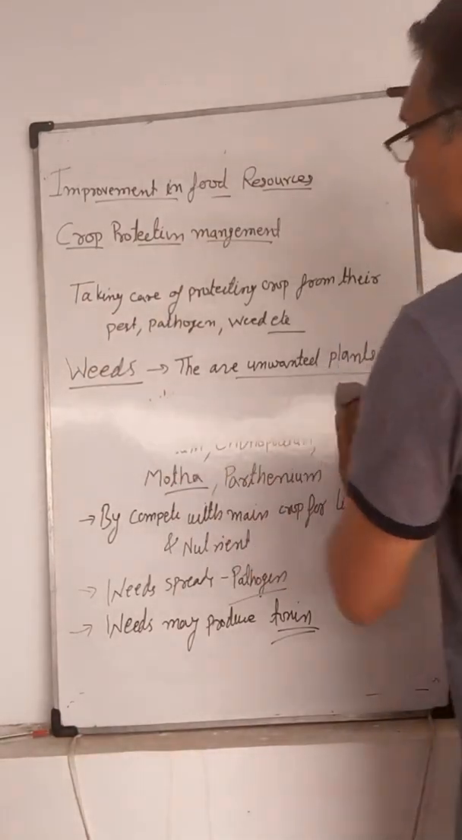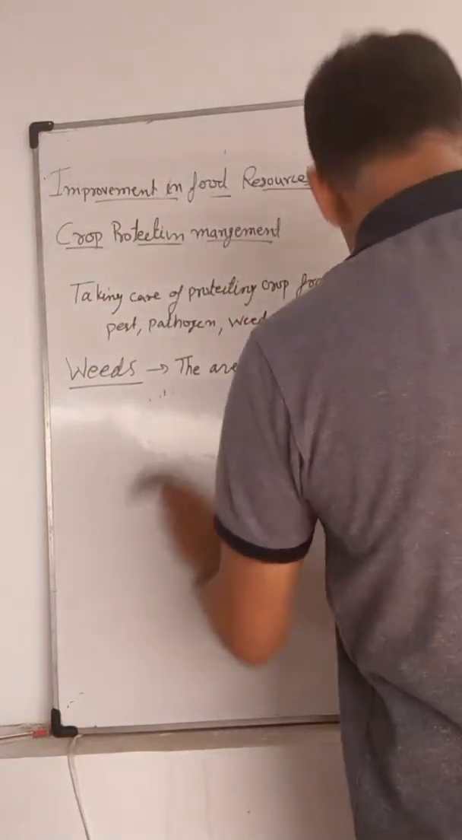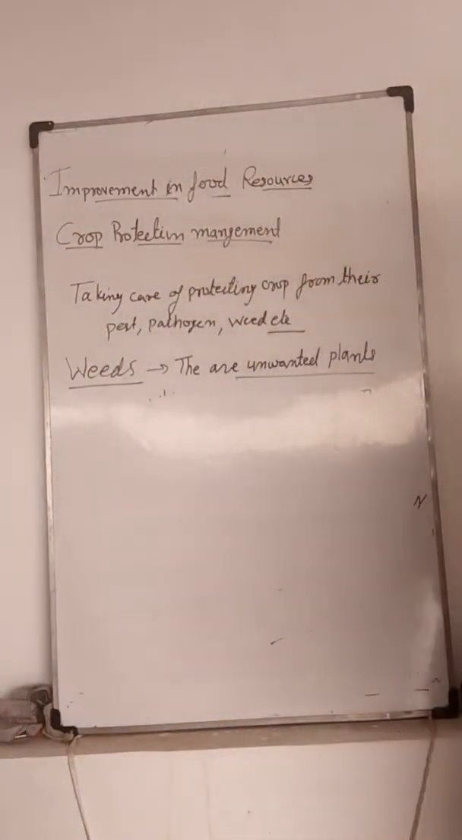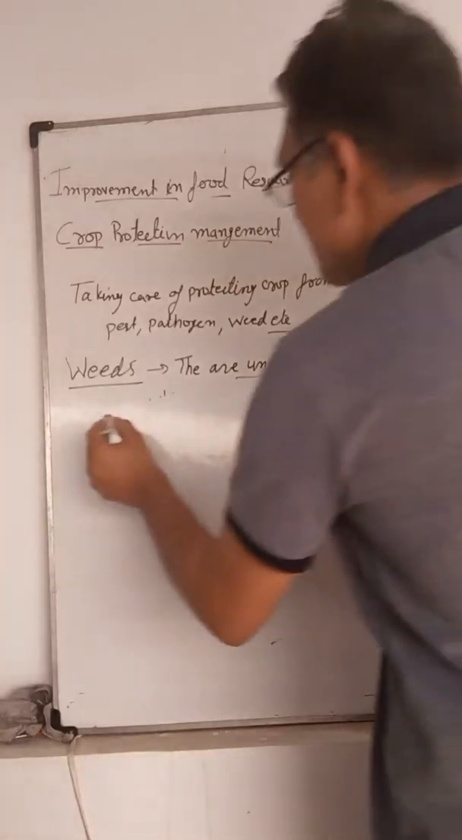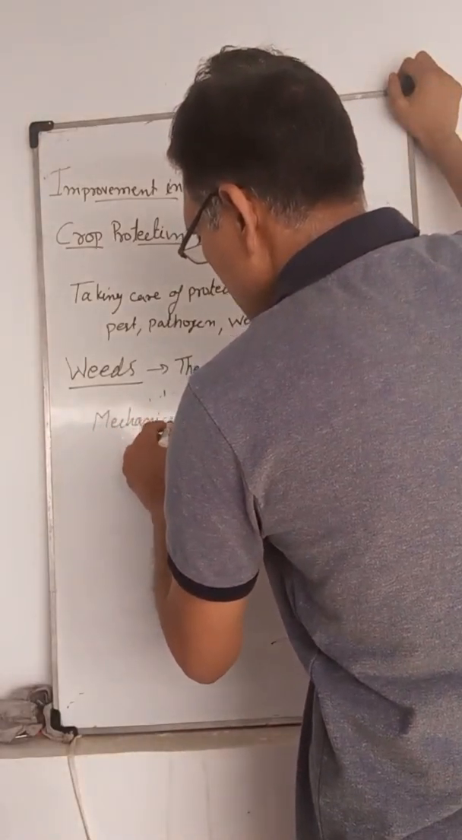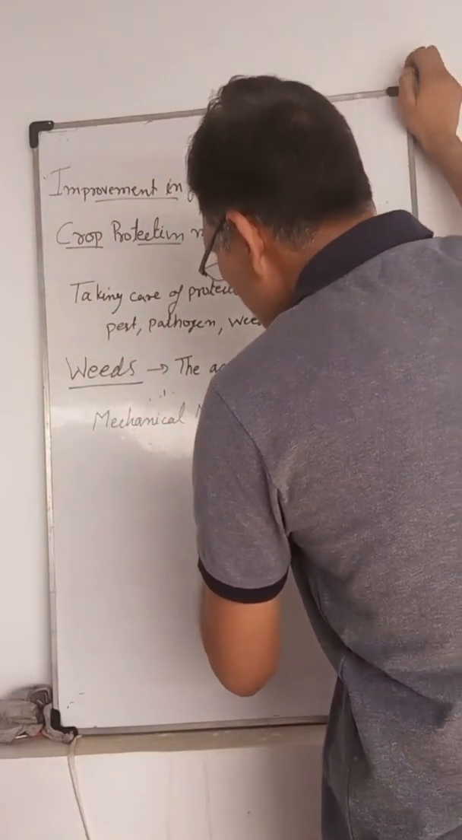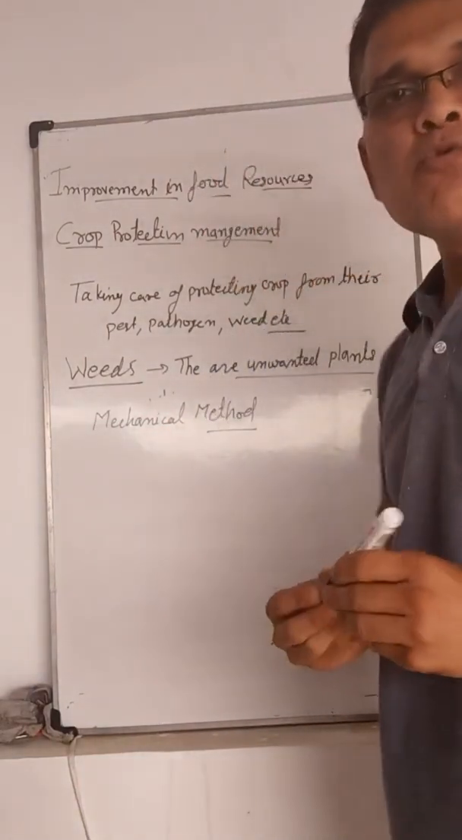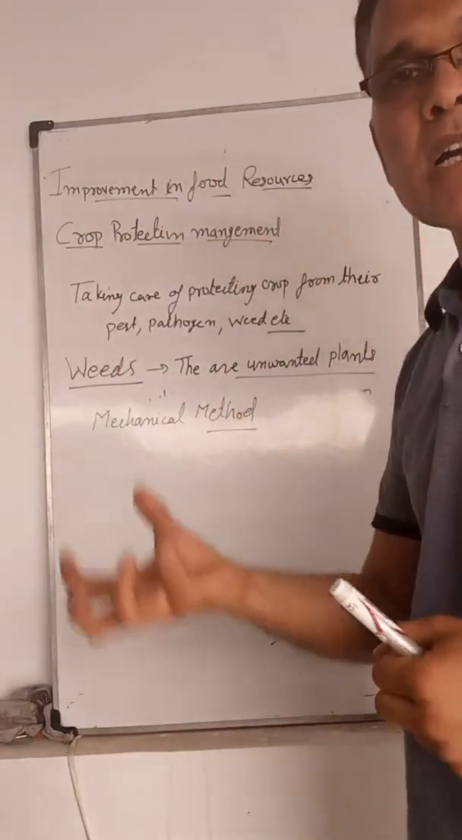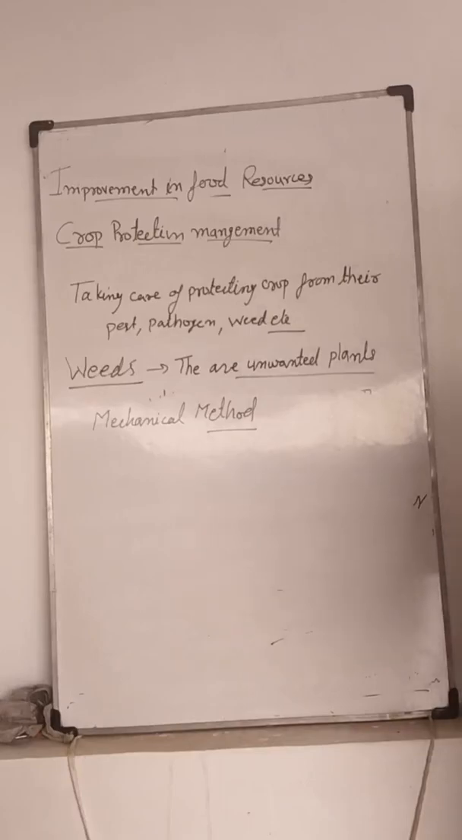How can we control the weeds? Weeds are controlled in four ways. First, mechanical methods, by hand pulling or removal of the unwanted plants or weeds. That is known as the mechanical method.